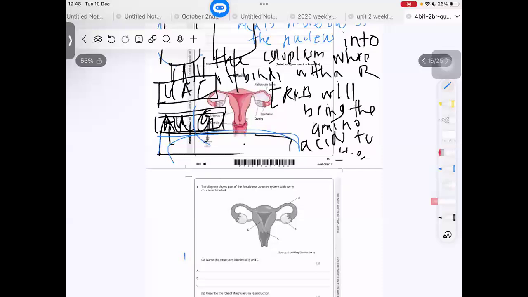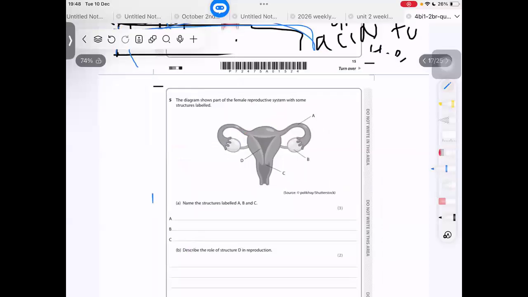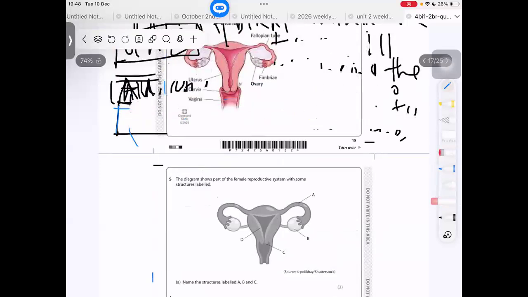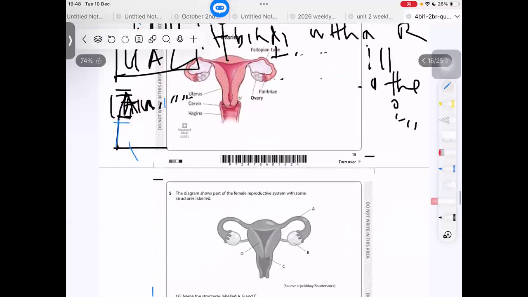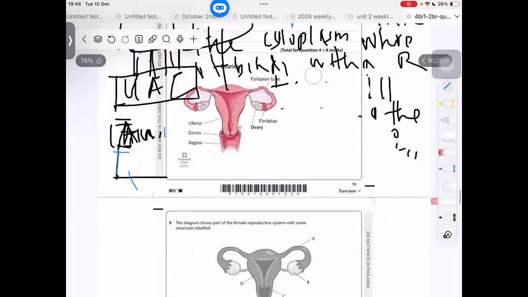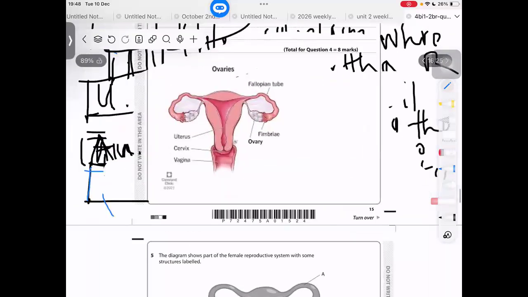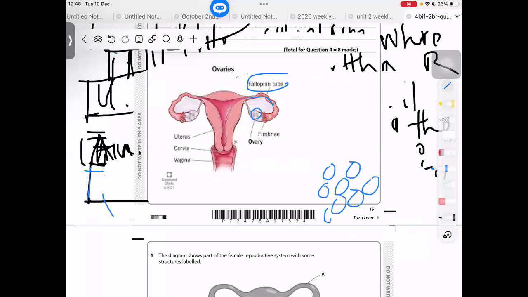All right. Let's go to the fifth question. The diagram shows part of the female reproductive system with the structures labeled. Name the structures A, B, and C. So I have taken a clear diagram as well to explain the structures. You can see these thin tubes, they are called the fallopian tube. In the ovary only you have the eggs, right? You call them the ovarian follicles. Basically, you call them the eggs.